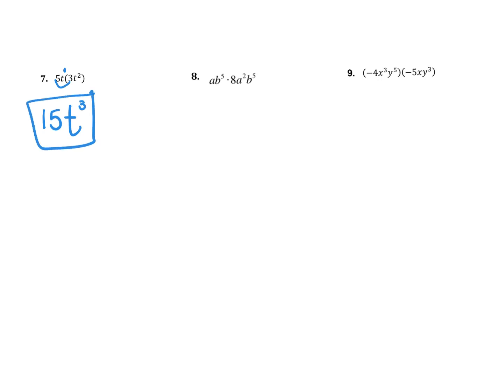For question number 8, I have ab to the fifth times 8a squared b to the fifth. All right, so let's start by multiplying. Let's get our numbers here. And there is a number here. There's a 1. So if you don't see a number in front, you can put a 1 there if it makes more sense to you. So 8 times 1, you have 8. And now I'm going to multiply my a's. And so I have a to the first times a to the second. And that'll be a to the third. And then b to the fifth times b to the fifth. I'm going to add those exponents together too, and I'll get b to the 10th.